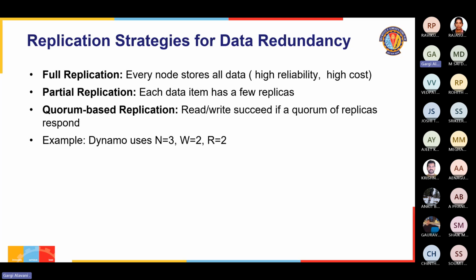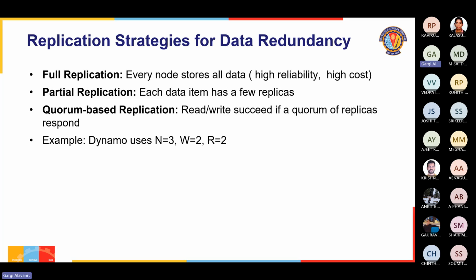Then you have quorum based replication, where read or write operations succeed if they reach a majority of the replicas. An example could be where you have N, which is the total number of replicas, W, the minimum number of replicas that must acknowledge a write, and R, the minimum number of replicas that must respond to a read.